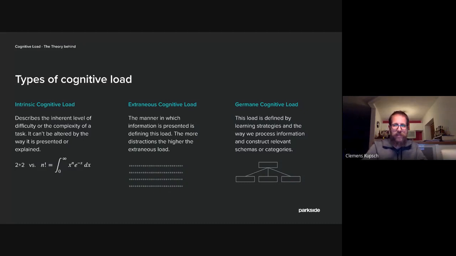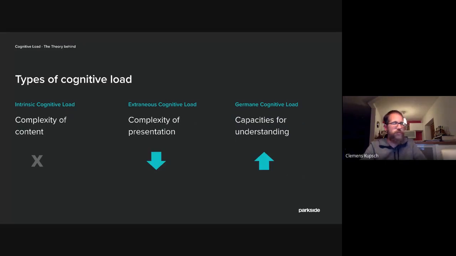And according to this, we can derive some clear directives. Let's have a look at the next slide. We cannot reduce the intrinsic load. We can only split it up, maybe. That would mean that we have a smaller piece of information we need to process. But in the end, if we have a complex thing we need to learn or we want to remember, in the end, we need to transport all of those intrinsic elements.